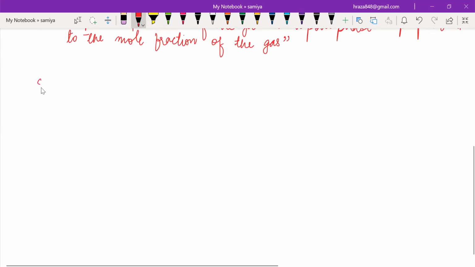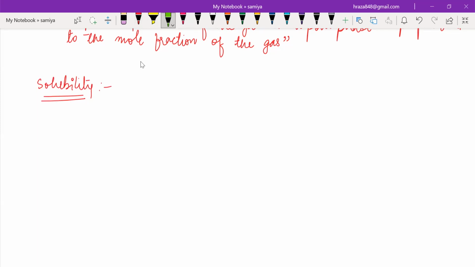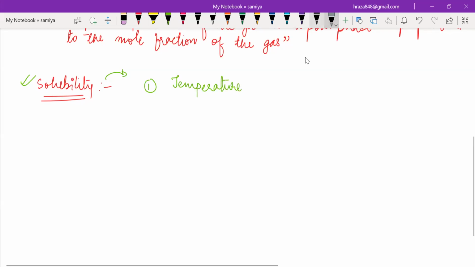See, there is a topic that is solubility. Solubility is the process or phenomenon. Basically, it is the amount of solute that dissolves in solvent, that is called solubility, and this solubility depends on factors. The first factor is basically temperature, and it is very important.